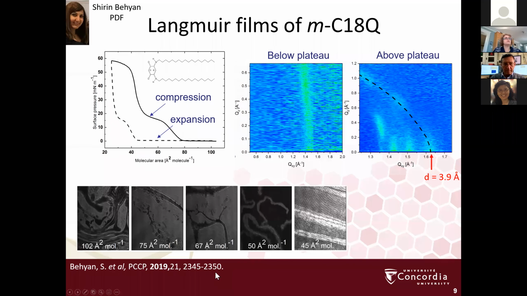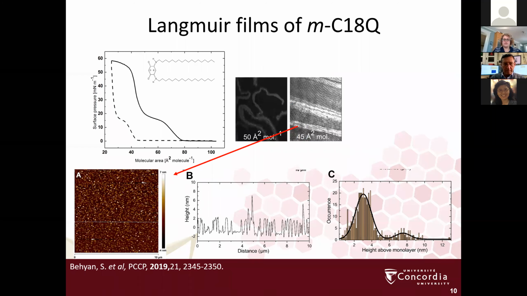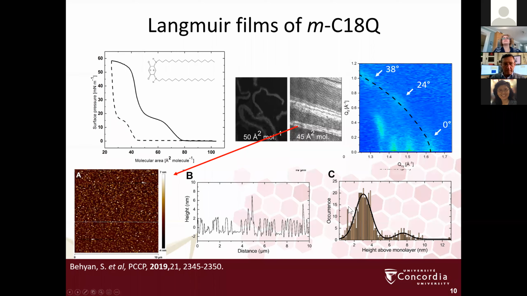If we look a little more closely, we can do some AFM measurements on these patterns. And one of the things we notice is that these striated domains are actually chains of much smaller domains that are connected together, but with very regular heights. Okay, and so I'll come back in a moment to the height analysis.